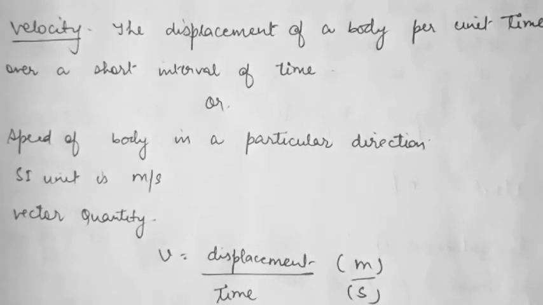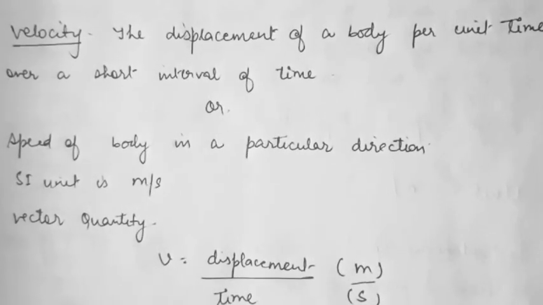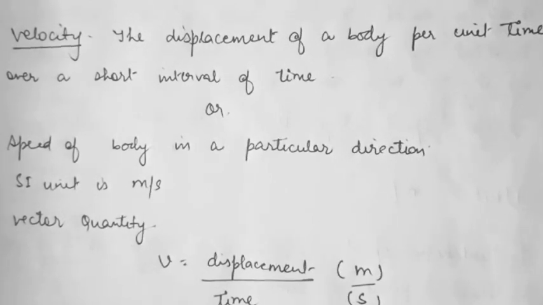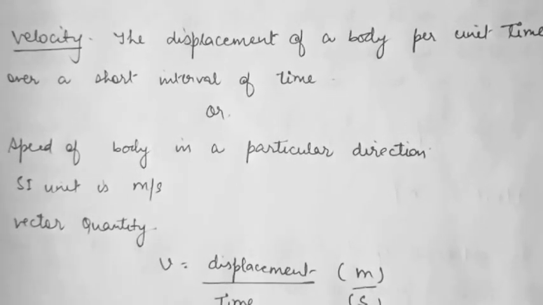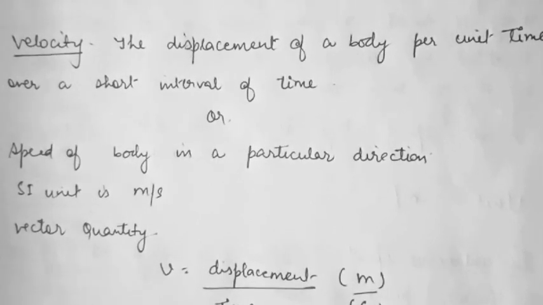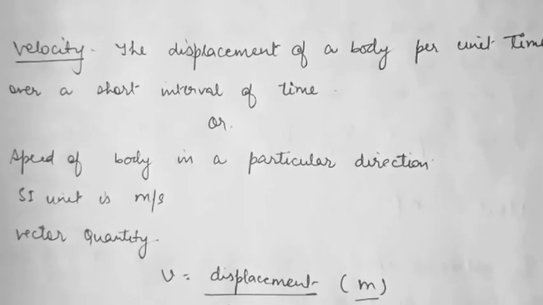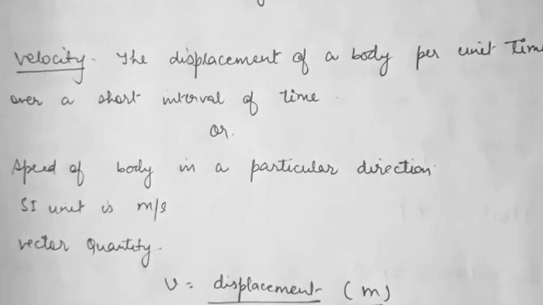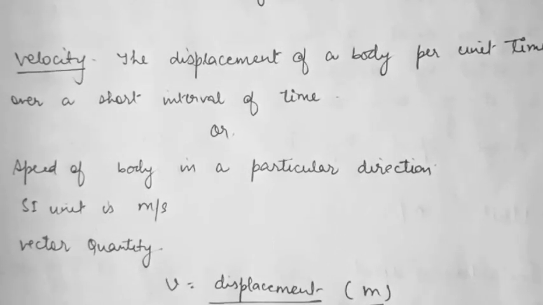Similarly, velocity is the same as speed, but it has direction as well. So we can say that the speed of a body in a particular direction is called velocity, or the rate of change of displacement is called velocity, or you can say that the displacement of a body per unit time over a short interval of time is called velocity.